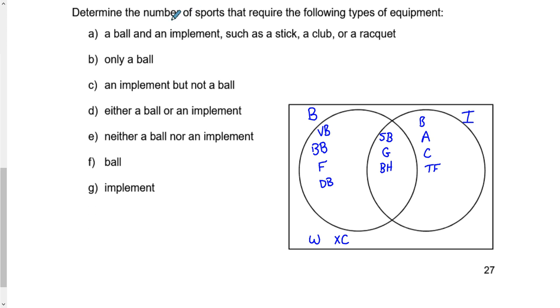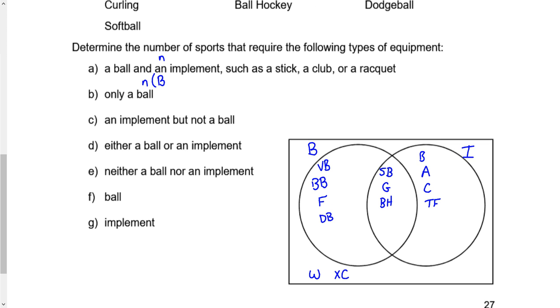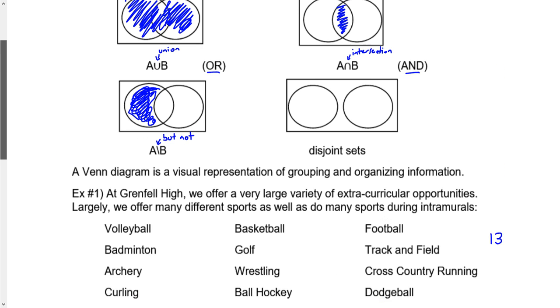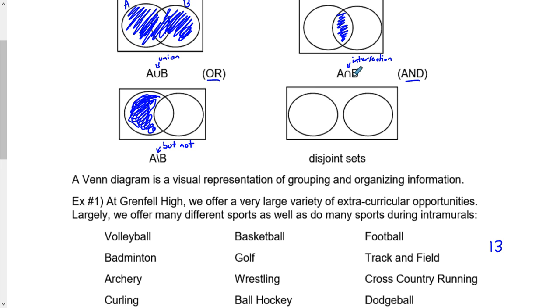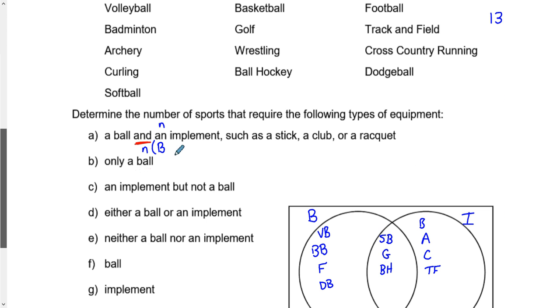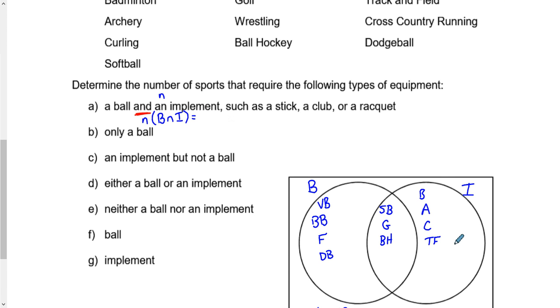We're going to determine the number of sports that require the following types of equipment. So a ball and an implement. The way that we would say that is the number for a ball and an implement. So that's that keyword, and. Needing a ball and an implement is going to talk about the intersection. We can simply count that up. Sorry, ball and implement is 3.